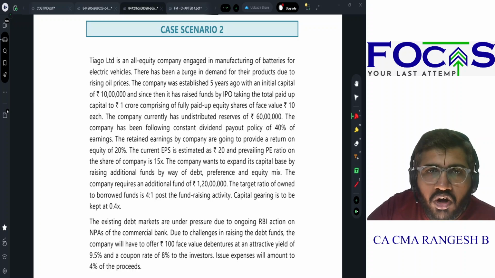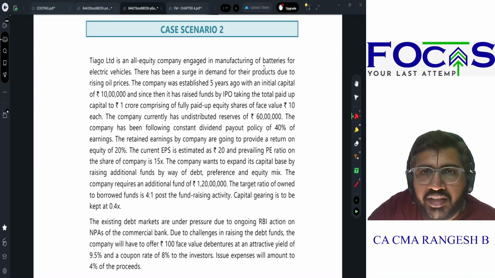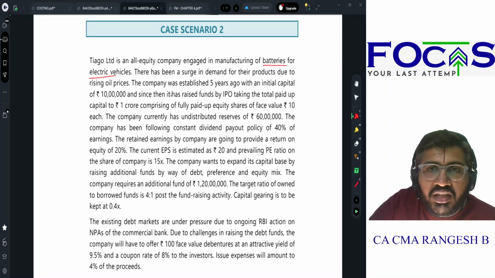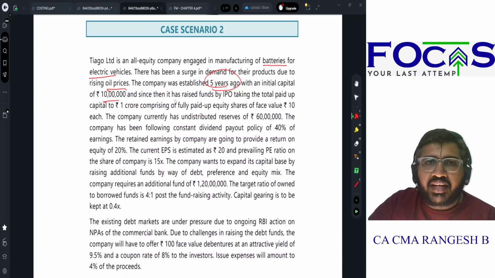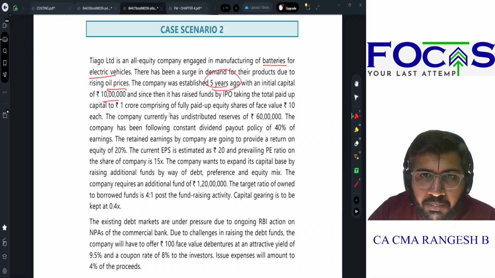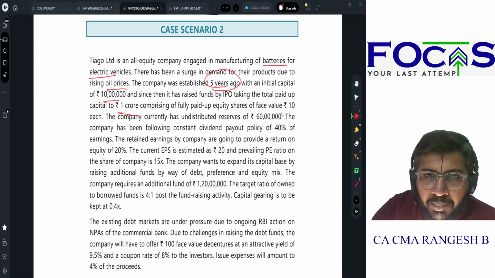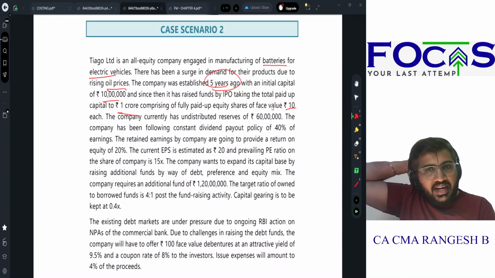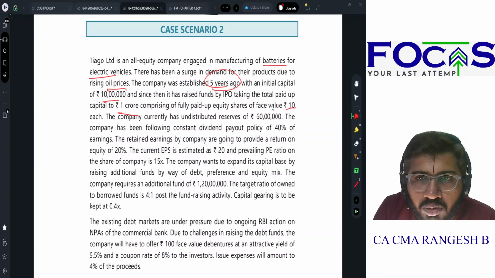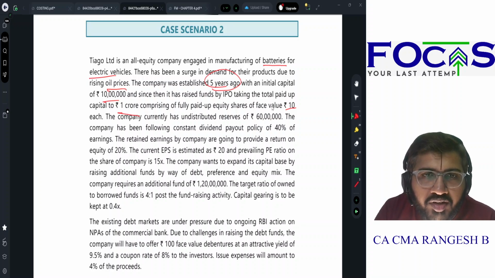Tiago Limited is an all-equity company engaged in manufacturing of batteries for electric vehicles. There has been a surge in demand for their products due to rising oil prices. The company was established 5 years ago with an initial capital of 10 lakhs. Since then, it has raised funds by IPO, taking the total paid up capital to rupees 1 crore, comprising of fully paid up equity shares with a face value of 10 each. The company currently has undistributed reserves of 60 lakh rupees. The company has been following a constant dividend payout policy of 40% of the earnings.